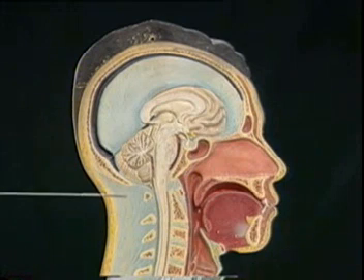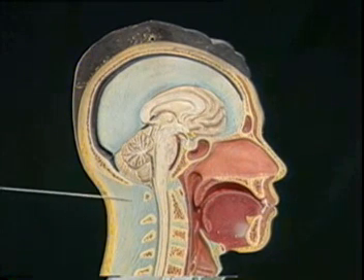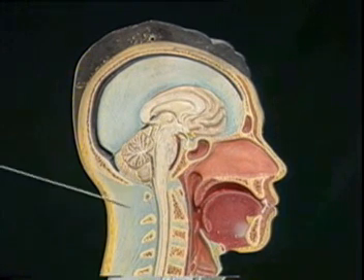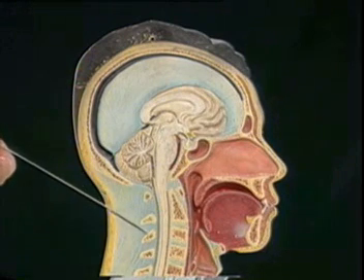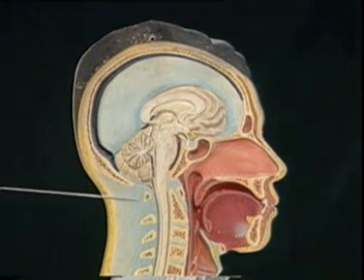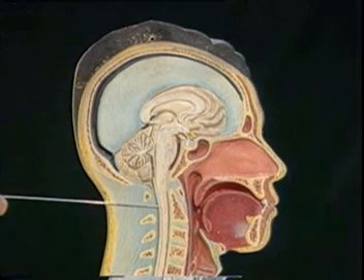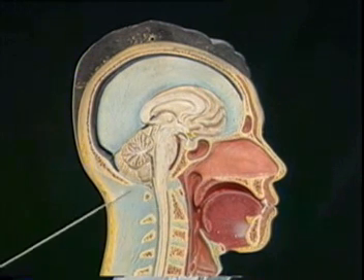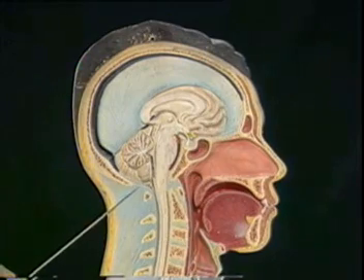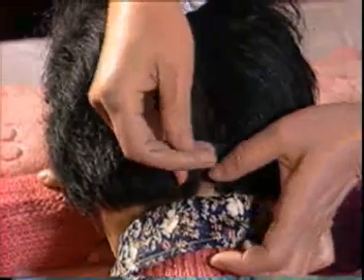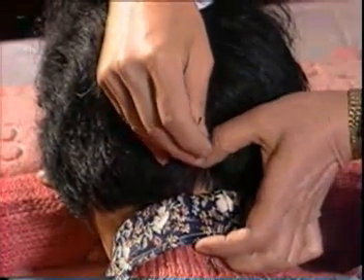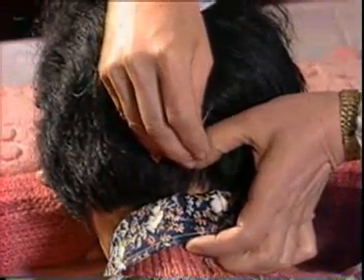When puncturing this point, insert the needle slowly towards the mandible. Depth should be controlled within 1.5 cm. Keep in mind that in order to avoid injuring the cerebellum, never insert the needle upward. This is the correct direction and manipulation of Yamen. Be sure not to insert the needle too deeply.